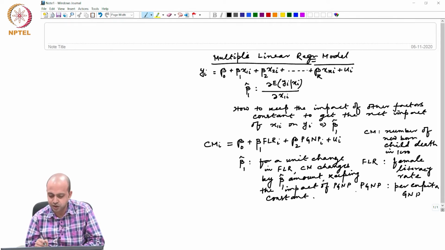This is the interpretation. And what would be the interpretation of beta 2 hat then? For a unit change in per capita GNP, child mortality rate changes by beta 2 hat amount, keeping the impact of FLR constant. This is how we can interpret the coefficients in a multiple linear regression model, right. And now we will see step by step what is the procedure that we must follow to keep the impact of other factor constant, right.